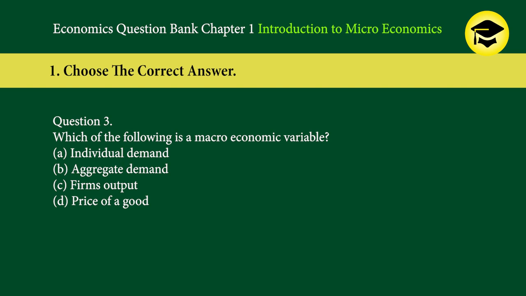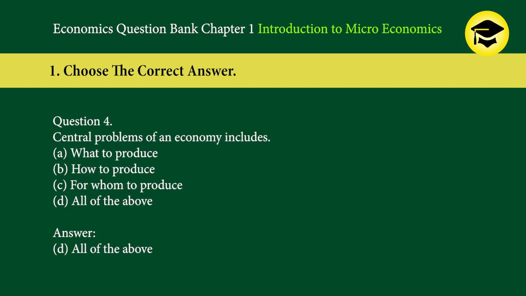Question 3. Which of the following is a macroeconomic variable? A. Individual demand. B. Aggregate demand. C. Firm's output. D. Price of a good. Answer B. Aggregate demand. Question 4. Central problems of an economy include A. What to produce. B. How to produce. C. For whom to produce. D. All of the above. Answer D. All of the above.